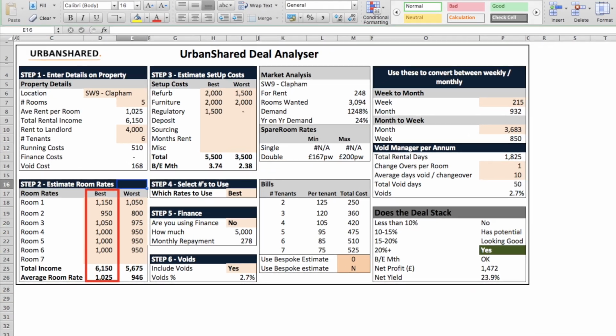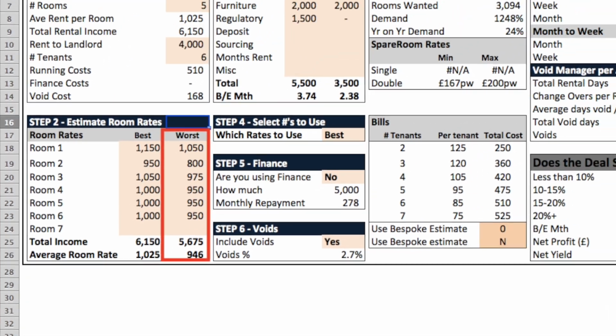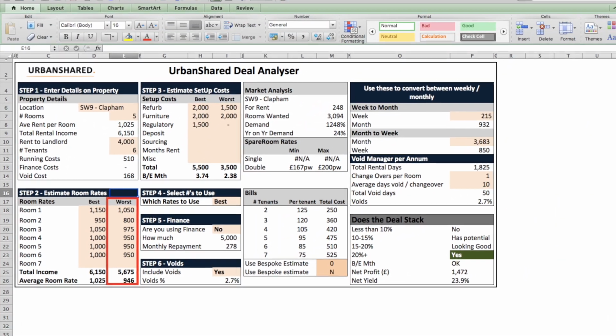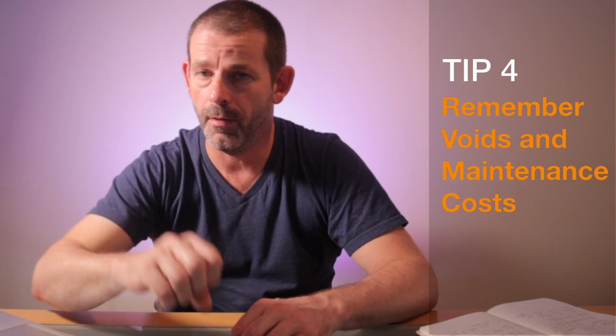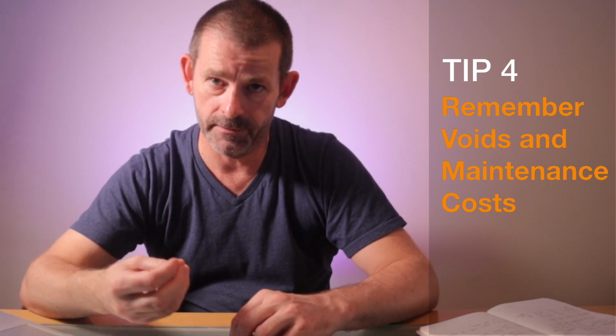We now look at best and worst case scenario, and we'll use data that we've got from our own business, and we'll also use data from SpareRoom. We need to make sure that even at the worst case income scenario that the deal works. Super important. You need to make sure that there is still income to be made if you can't hit the rents. Tip number 4. Do not forget voids and maintenance.